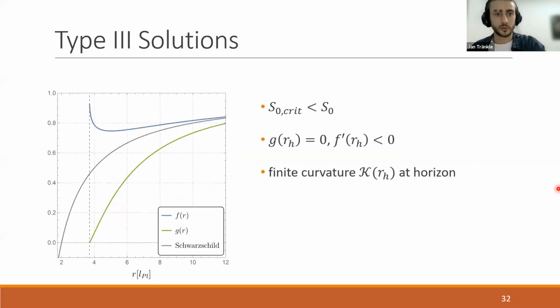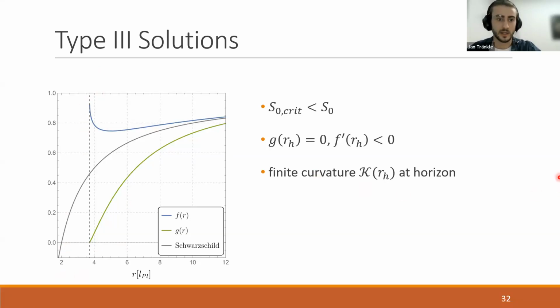And finally, we go to the type 3 solutions. Those are obtained when we have a very large value of S0, larger than a critical value. Here again, the function g goes to 0 at this location, RH. But now, as you can see, the derivative of the function f is negative, and it seems to be diverging towards infinity. Now, this might be interpreted as a curvature singularity at the horizon. However, when you compute the Kretschmann scalar, this actually stays finite at this point.